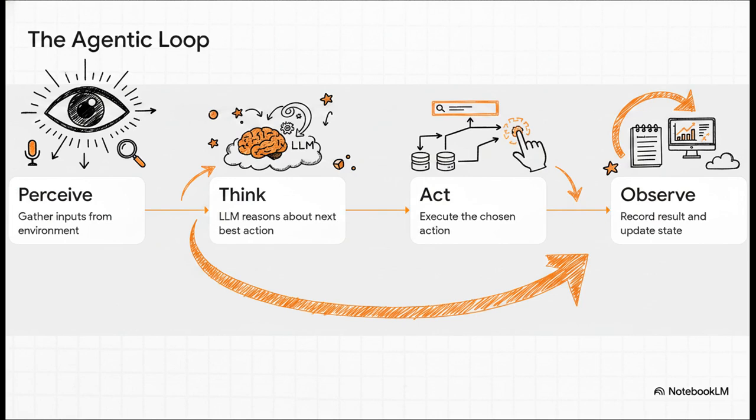First, the agent perceives, gathering inputs from its environment. Then, it thinks, using the LLM to reason about the absolute best next step. Next, it acts, executing that chosen action like firing off a search request. Finally, it observes, recording the result, parsing the data, and updating its memory. Then, the whole loop starts all over again until the goal is fully achieved.